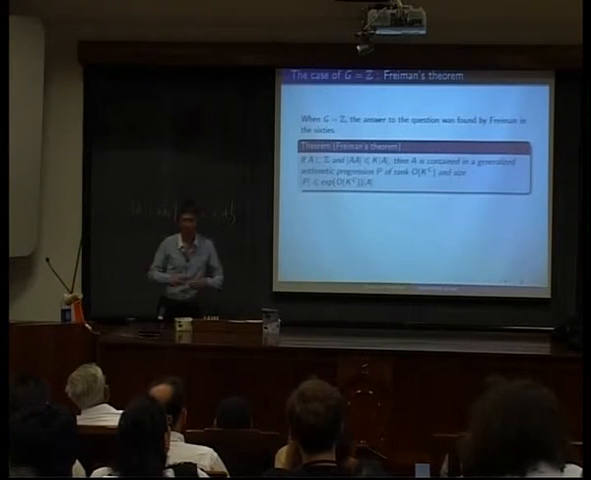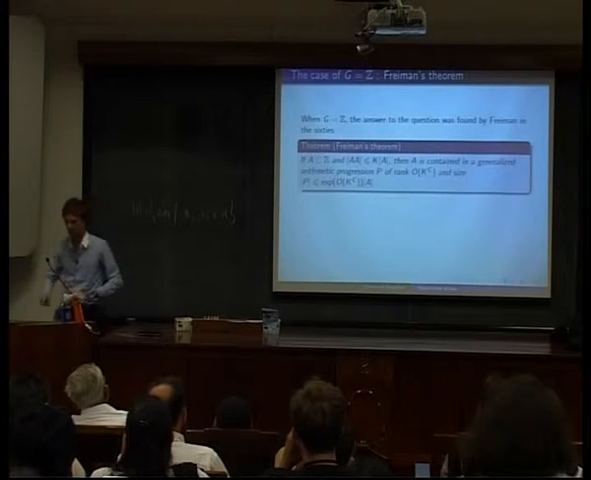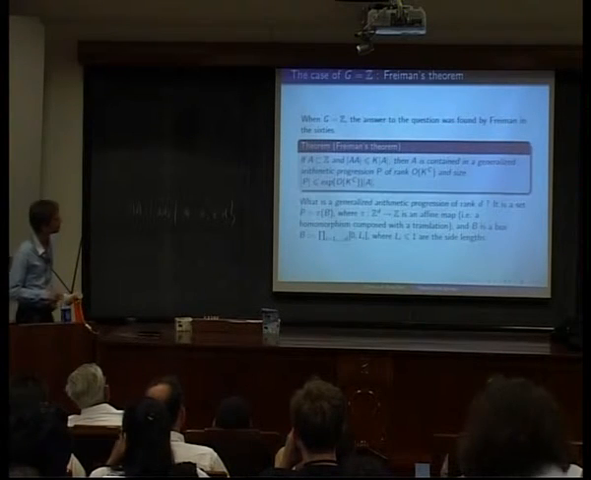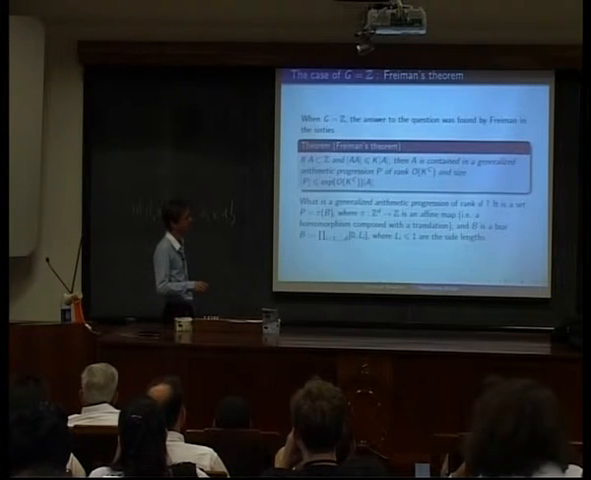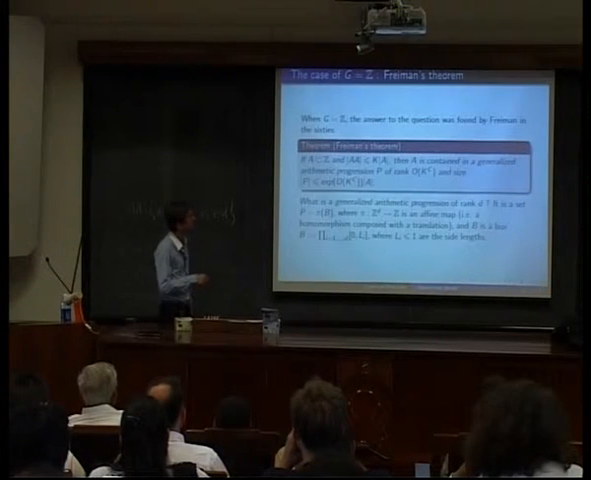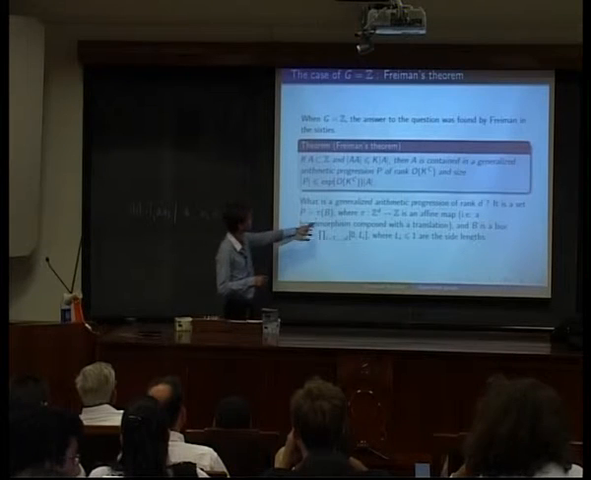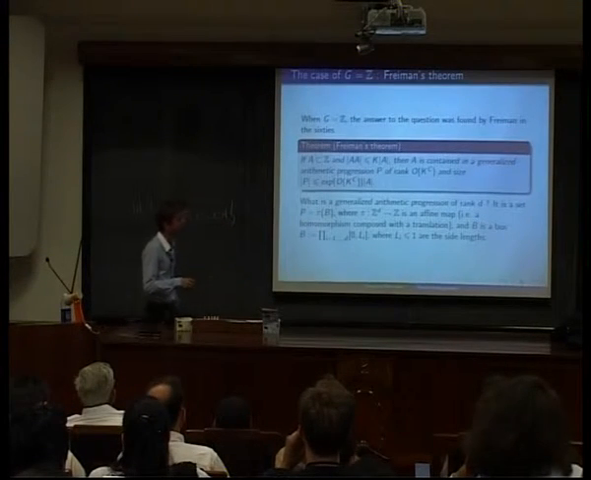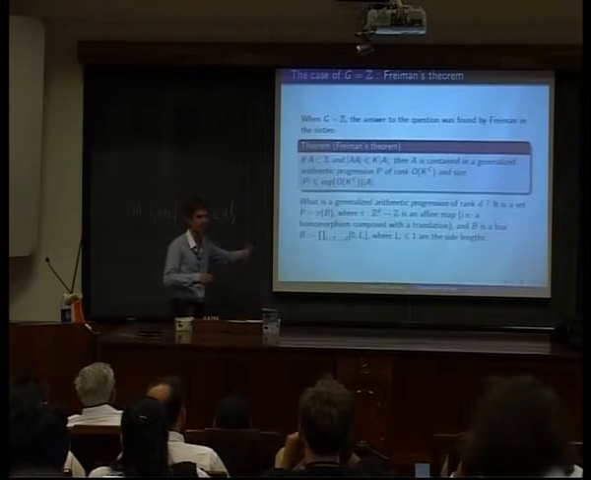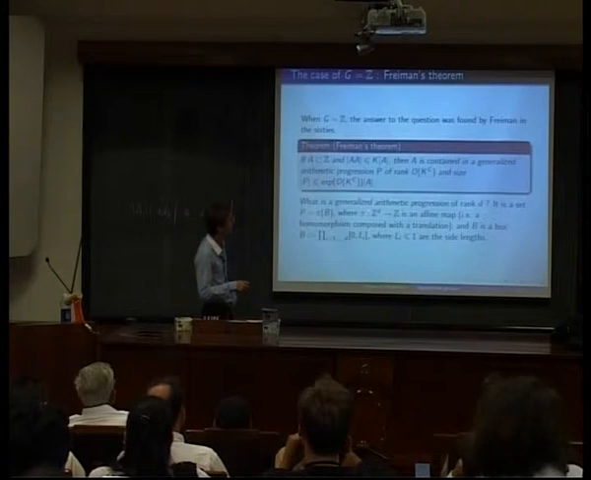So it's a kind of structured set. What is it exactly? What is a generalized arithmetic progression of rank D? It comes with a rank. It's basically a set which is a projection pi of B, where pi is an affine map, so a homomorphism composed with a translation, from Z^D to Z.